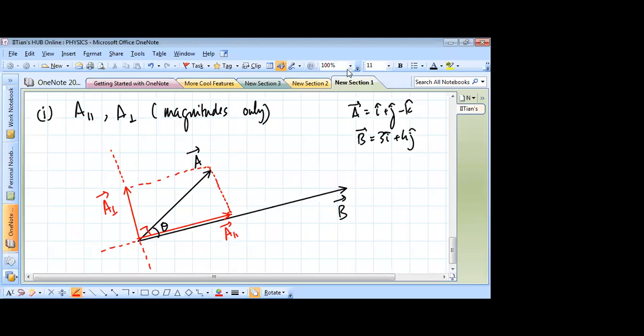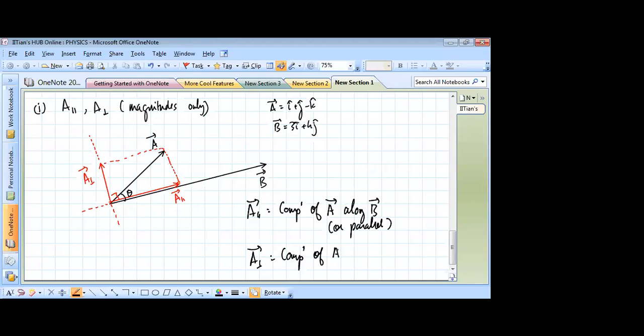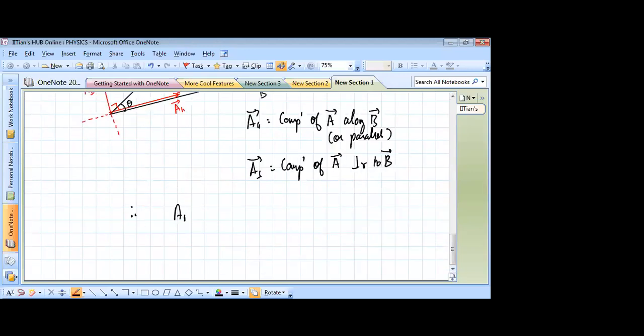So in this diagram, you can see that this is the component of the vector E which is along vector B, or parallel to it, and this is the component of vector E which is perpendicular to the vector B. As far as magnitude is concerned, this is the magnitude of this component. How much will that be? That will be E cos theta.